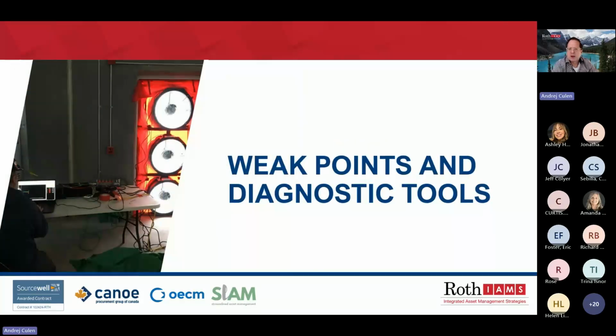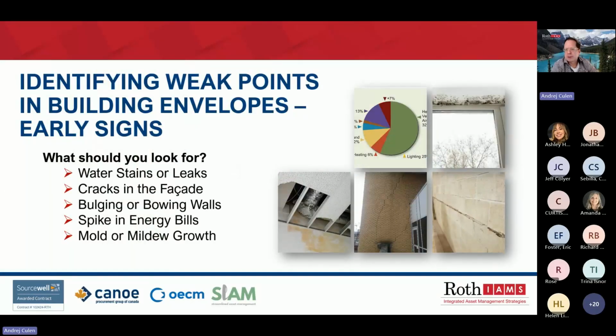So, weak points and diagnostic tools. The building envelope, which includes the roof, walls, windows, and foundation, serves as the first line of defense against the elements. Variable climate with cold, snowy winters, hot, humid summers, and plenty of rainfall, along with a compromised building envelope, can quickly lead to serious issues. Catching building envelope problems early is key to minimizing damage and repair costs. So what should you look for?